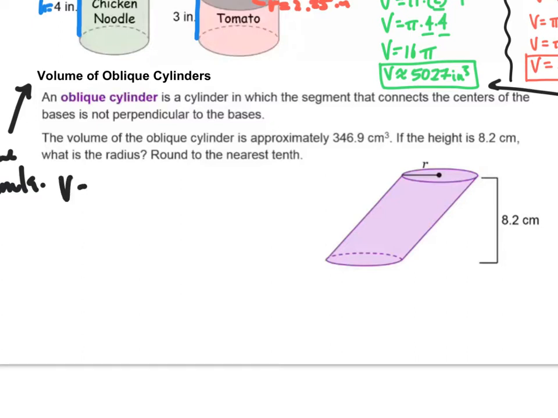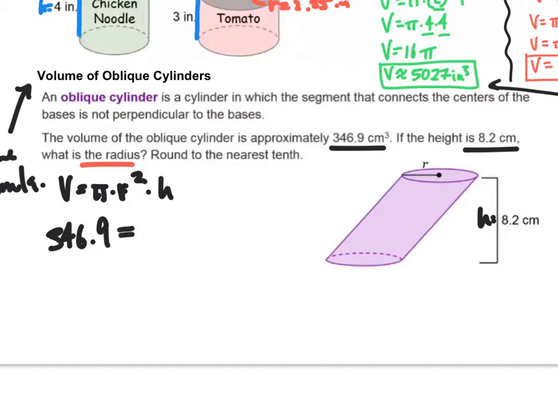Now what they want us to do, we have the same formula. We're still going to use the formula volume equals pi times the radius squared times the height. Now we know that the height is equal to 8.2, and it gives us that information too. And it says that the volume is 346.9 centimeters cubed. And we want to find the radius. So we're going to use this formula. I'm going to plug these values in and see what we get. So for the volume, I'm going to put 346.9 is equal to pi times the radius squared times the height, which is 8.2.